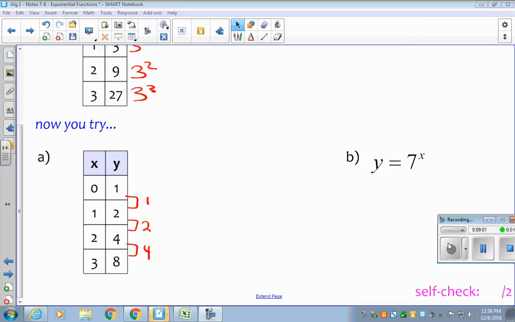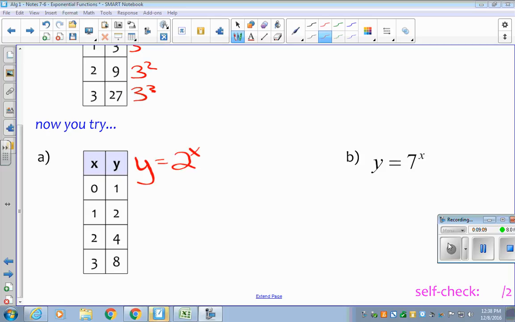So what would this exponential function possibly be? Let's try 2 to the x, since we got 2 when we plugged in 1. 2 to the 0 is 1. 2 to the 1 is 2. 2 squared is 4. And 2 cubed is 8. So this is definitely exponential.